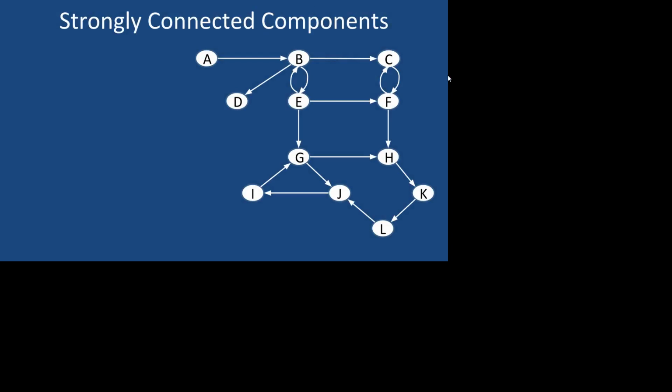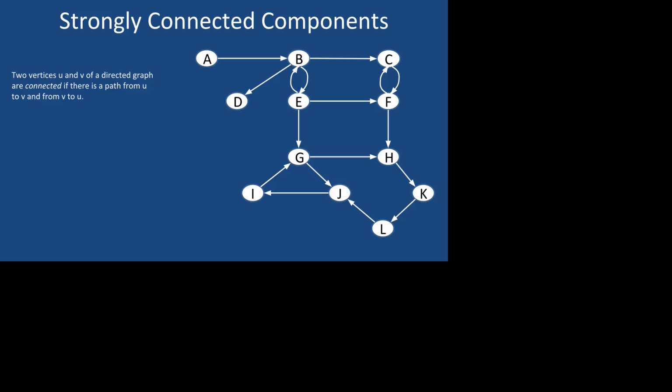Okay, we're going to talk for a while now about strongly connected components. We talked about connected components when we talked about undirected graphs. And that was just a clump. They're all hooked together by edges. It gets more subtle with directed edges.